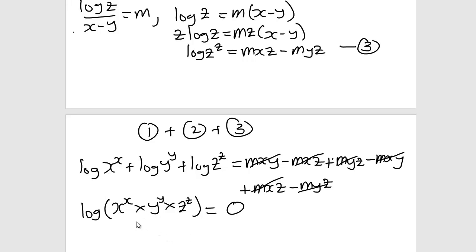So what we are left with is to just make this term the subject, and then we are done with our question. To make this the subject, this is to the base of 10. So we are going to bring the base over here according to the rules of logarithm. So if you do that, we are going to have x to the power x, y to the power y, z to the power z is equal to 10. Then this one will be our new exponent. So 10 exponent 0, which is going to give us 1. So that is our final answer.